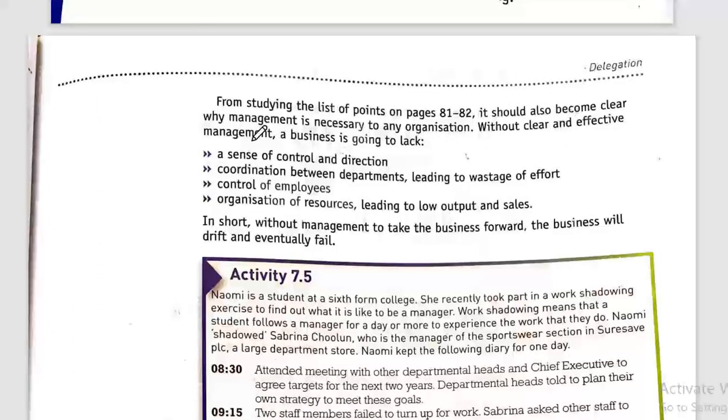Without the clear and effective functions of management, a business is going to lag. So if I didn't do these 5 functions, what might happen? Number 1, I will lack a sense of control and direction. I will not be able to control the organization. We're going to have a lack of coordination between departments, and there's no control on employees and the organization of resourcing, leading to low output and sales, because the employees are not going to use the resources, the inputs, correctly. So therefore it's going to lead to low output and a low rate of sales.